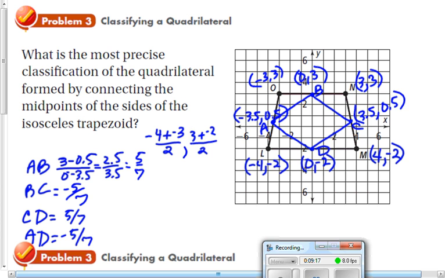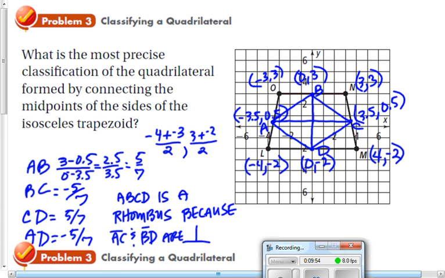So I got all my slopes, and I can now tell that this is a parallelogram. At the very least, we can label this a parallelogram because opposite sides are parallel, and we knew that because AB and CD have the same slope. Now, I'm going to check out my diagonals because then I can find out the rest. If my diagonals are perpendicular, then it's a rhombus. We can already see that the diagonals are perpendicular because on a coordinate grid, every horizontal line is perpendicular to every vertical line. So ABCD is a rhombus because AC and BD are perpendicular.